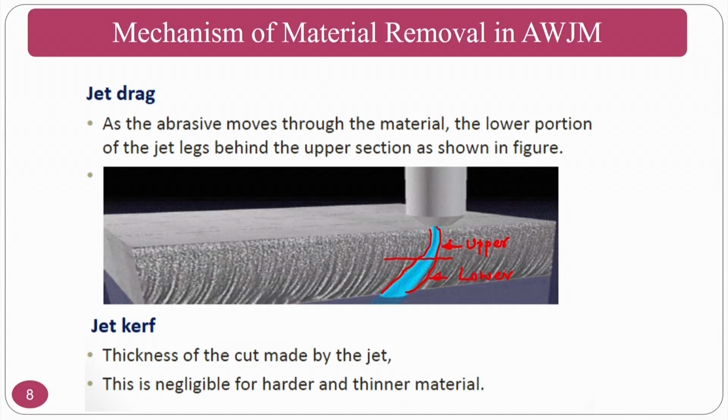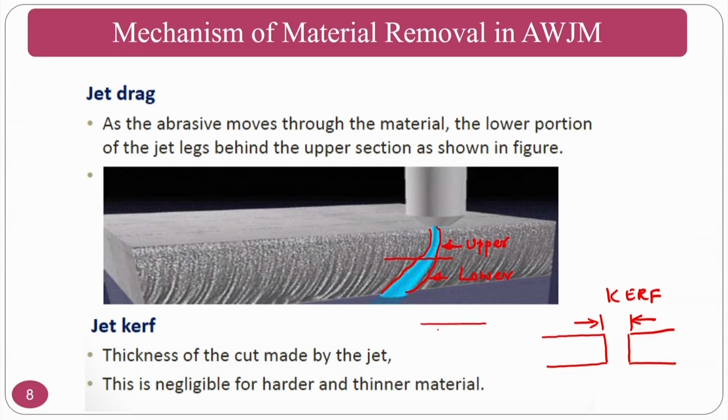Okay. So, as shown, the kerf is nothing but the width, the thickness of the cut made by the jet. Normally, assume that this is the workpiece wherein we are cutting a slit. This width is nothing but the kerf. How much thickness of the slit we are making is nothing but the kerf.